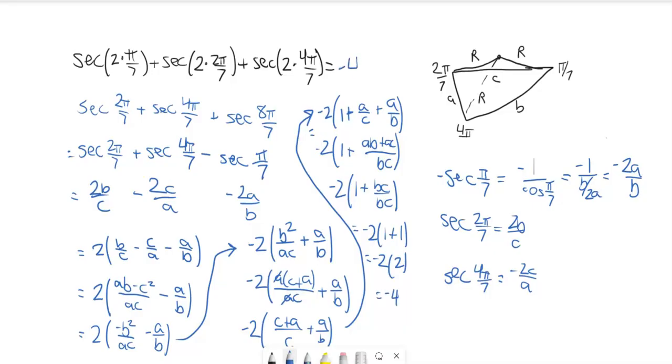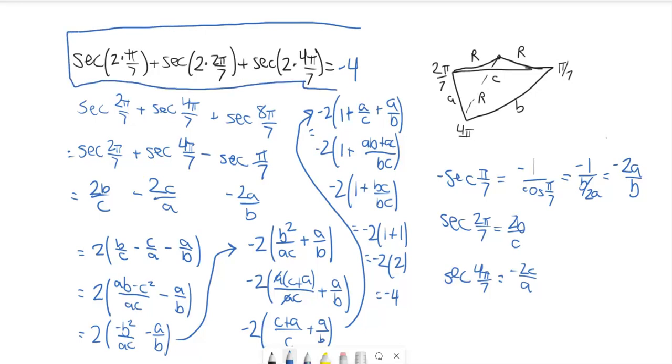So therefore, our doubling identity: secant of 2 times pi over 7 plus the secant of 2 times 2 pi over 7 plus the secant of 2 times 4 pi over 7 will equal negative 4. And I wanted to show you that identity today.